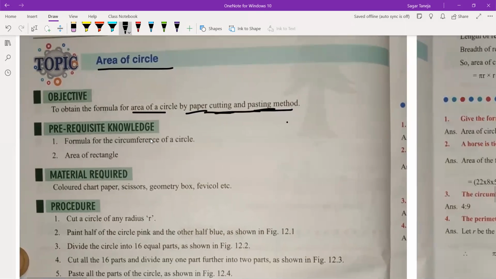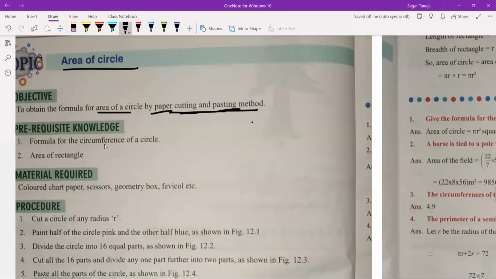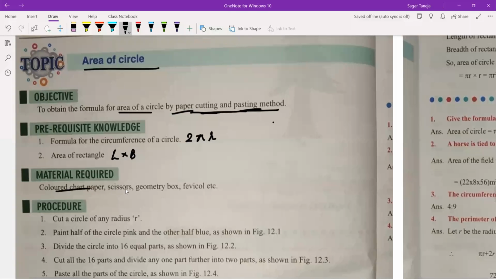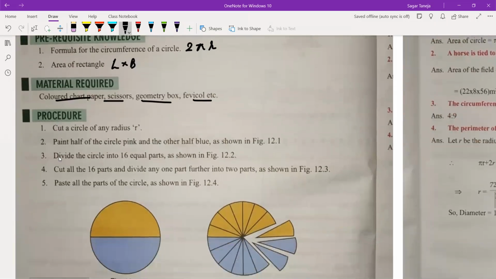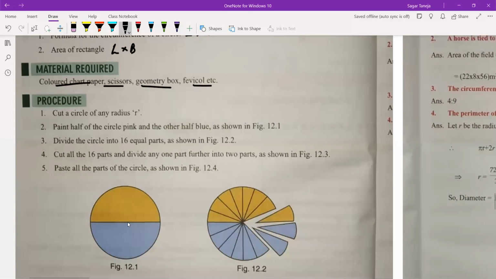The knowledge required is that you should know the formula for the circumference of the circle, that is 2 pi r, and the area of a rectangle, that is L into B. Material required: colored chart, scissors, geometry box, fevicol, etc. Procedure: cut a circle of any radius. Let it be a radius of 3 centimeter.